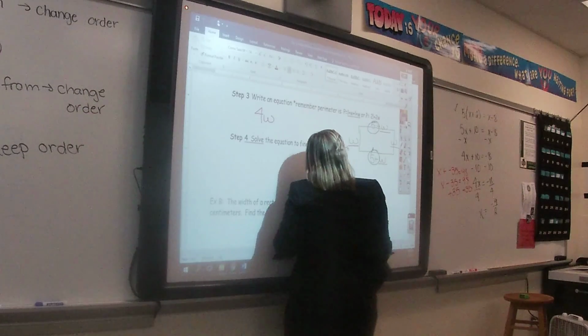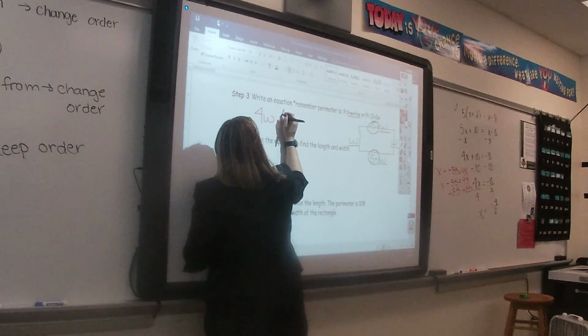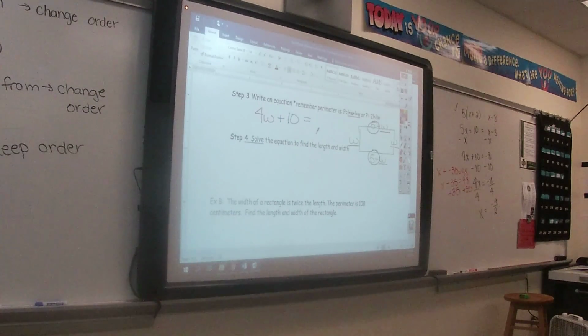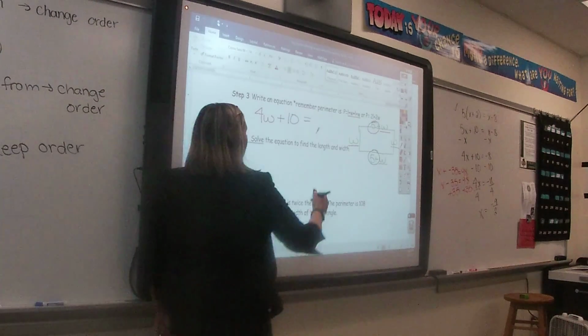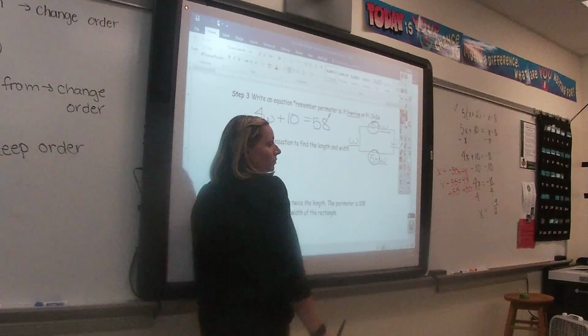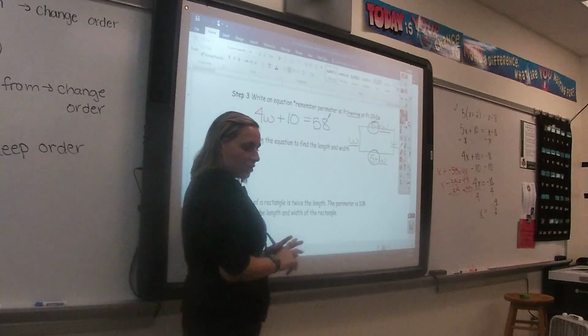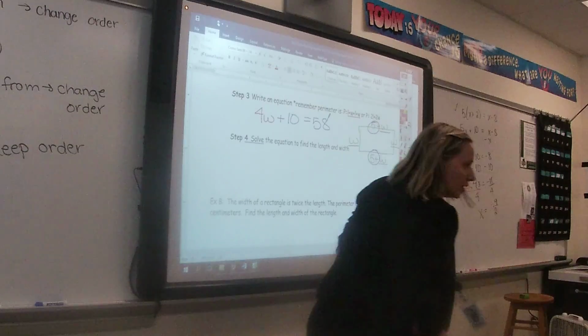What's a 5 plus a 5? 10. Okay, so I want my 4W plus 10 to equal the perimeter of this rectangle. And what did the story problem tell me that the perimeter was equal to? 58 inches, so I'm going to set this equal to 58. Questions on where that came from? Do we all agree this is something we know how to solve? It was just in the story problem up here. It told me that the perimeter was 58 inches, okay?